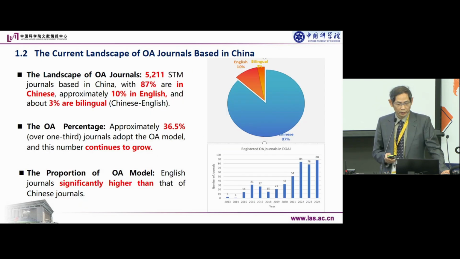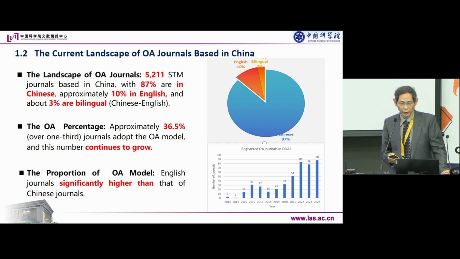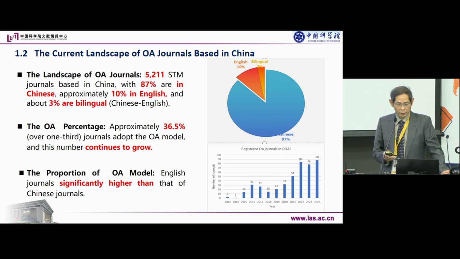Second, we can also see the OA journals in China. Now in China we have over 5,000 STM journals, 87% in Chinese and only 10% in English. Of the 5,000 journals, about 36% are OA models. So I can say that most of the Chinese journals are OA models.